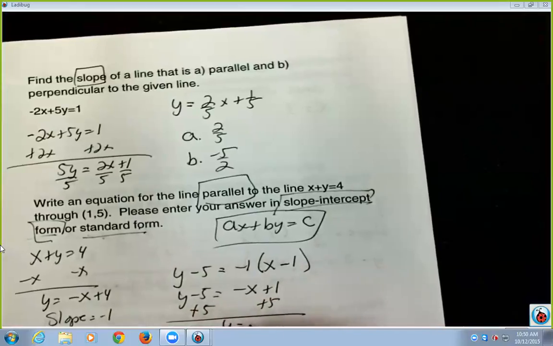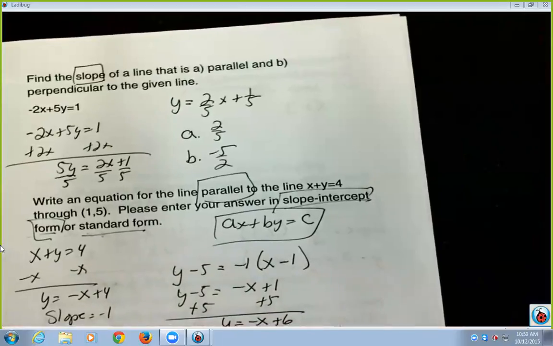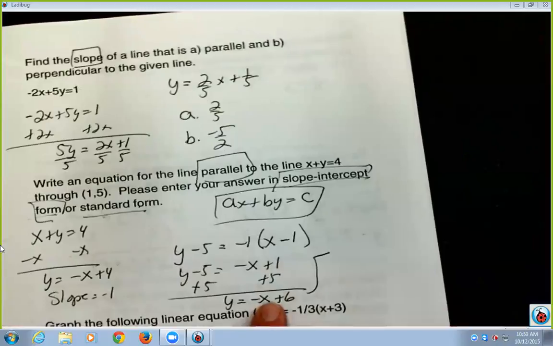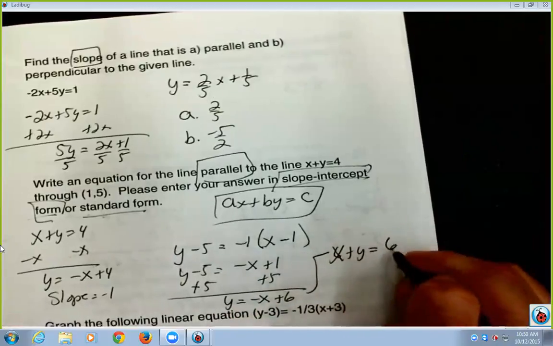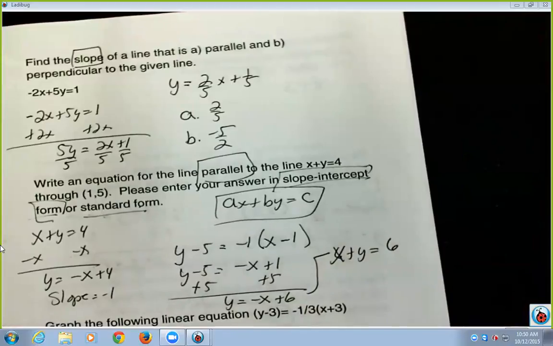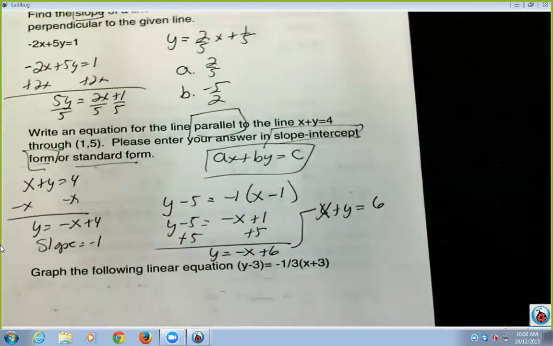So if you finish it off, you get -x plus 6. And if you wanted this in standard form, you would only move the -x back over and have x plus y equals 6. But again, there's no reason to put it in standard form. So just leave it in slope intercept form for those.